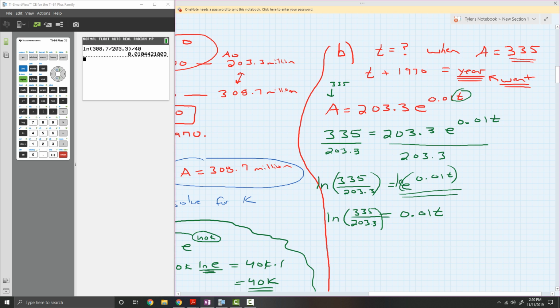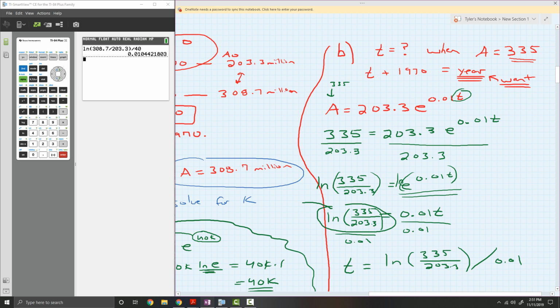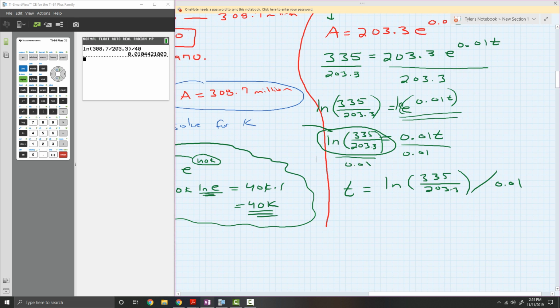So now, of course, to solve for t, I'm going to divide both sides by 0.01. So t is going to equal the natural log of 335 over 203.3, all divided by 0.01. And don't forget that this is just some number, so we're just solving for a variable like we've done before. So I can solve for this really quickly.